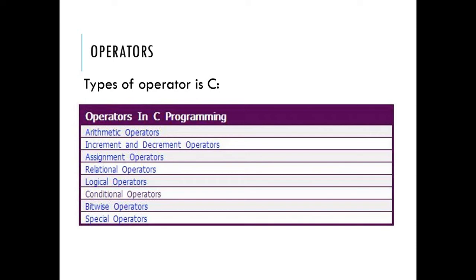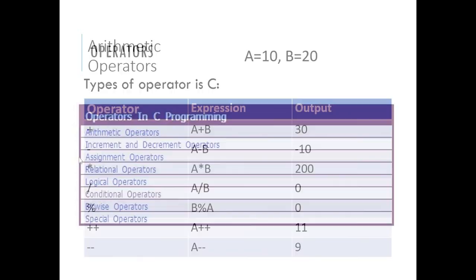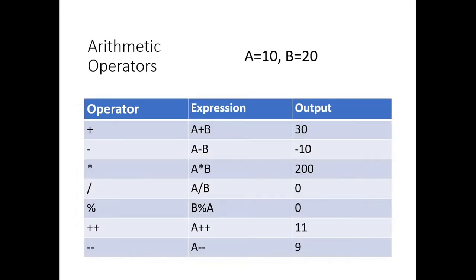So first, let us discuss arithmetic operators. In this category of arithmetic operators, you will find various operators which are used to perform the basic arithmetic calculations. The table shows various arithmetic operators available in C. Plus is the addition operator used to perform addition. A plus B will add the values A and B. Suppose A value is 10 and B value is 20. This expression will generate the output 30.